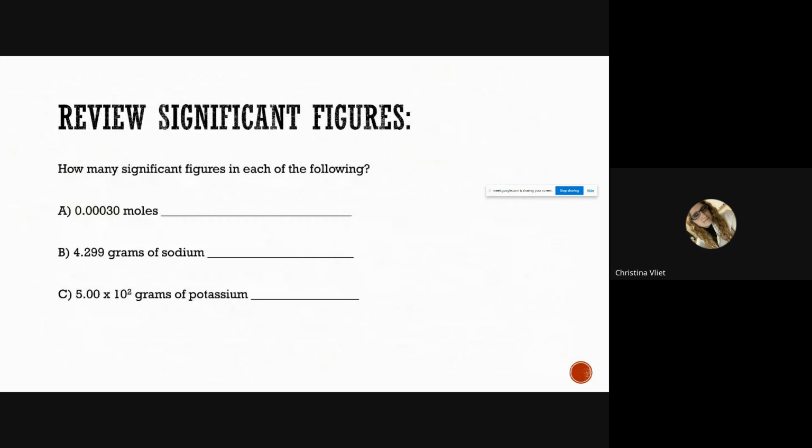All right, so real quick, a review of significant figures. Can you answer these questions? How many significant figures in A? 2. How many significant figures in B? 4. How many significant figures in C? 1, 2. 2.